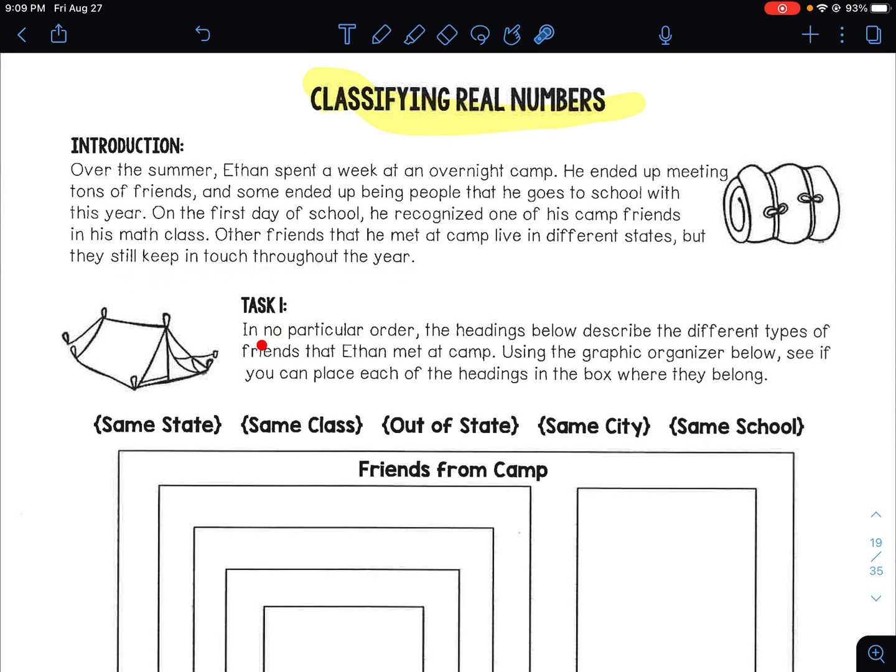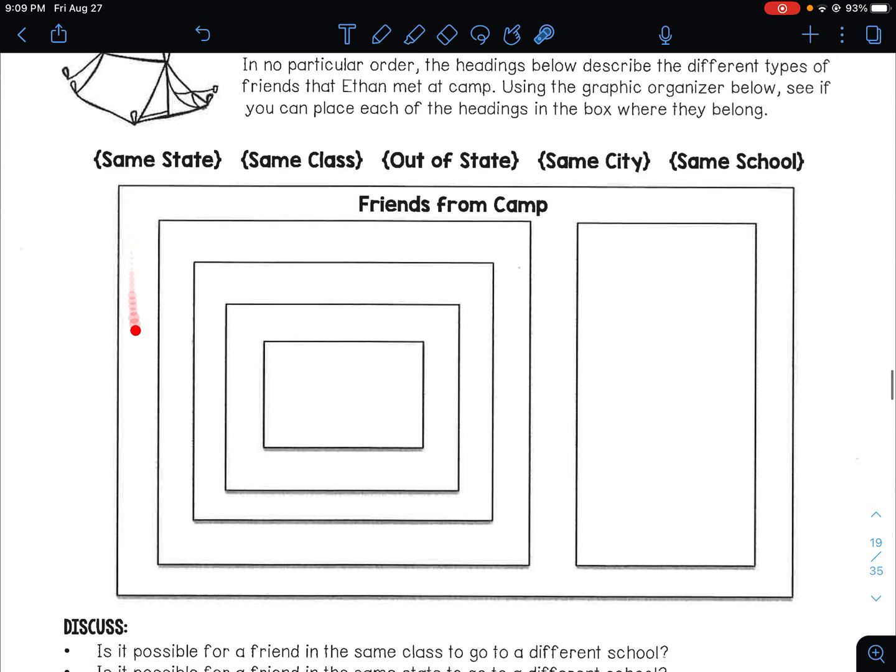Task 1. In no particular order, the headings below describe the different types of friends that Ethan met at camp. Using the graphic organizer below, see if you can place each of the headings in the box where they belong. So we have a giant box, and this box is the friends from camp box. And we have a bunch of smaller boxes and boxes inside of boxes, and a side box over here. This large box is the category of friends from camp.